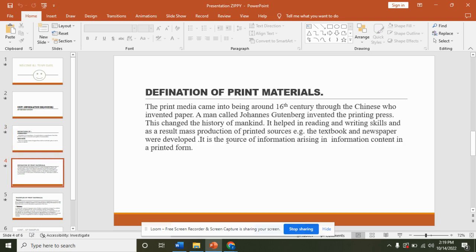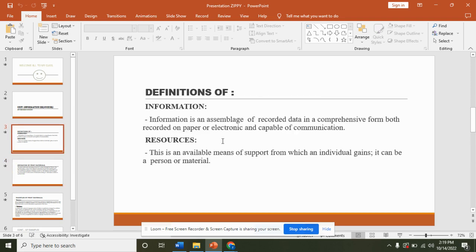What's a resource? A resource, according to your understanding. Class, what's a resource? Okay. It can be a person or a material. That's only an available means of support from which an individual gains.